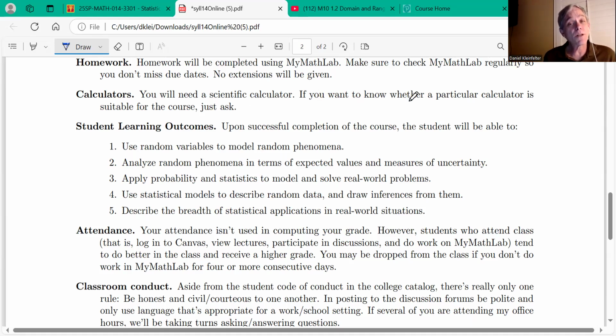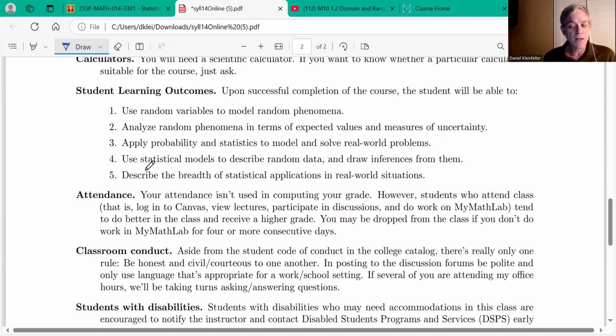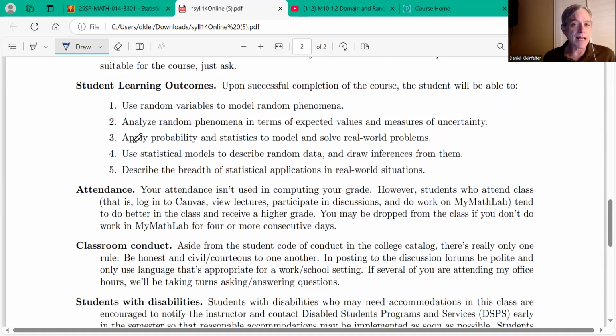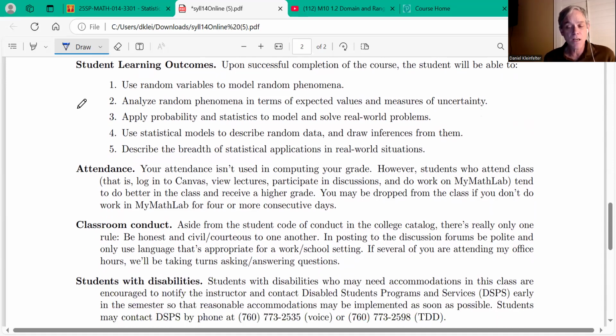If you want to know whether a certain calculator is useful or will help in this class specifically, let me know. Okay, student learning outcomes, you can read through that, see if that makes some sense to you. It's supposed to be kind of an everyday language explanation of what's in the course.